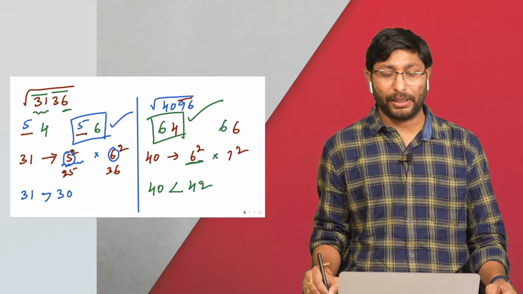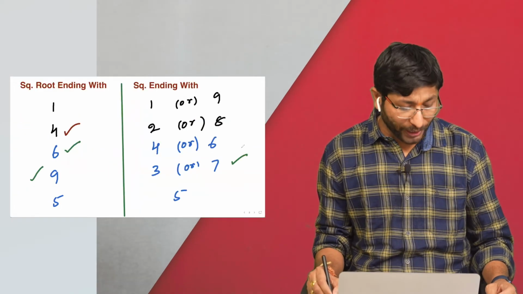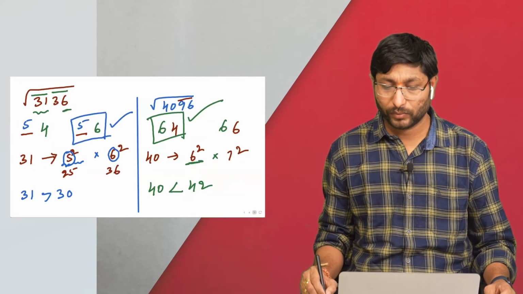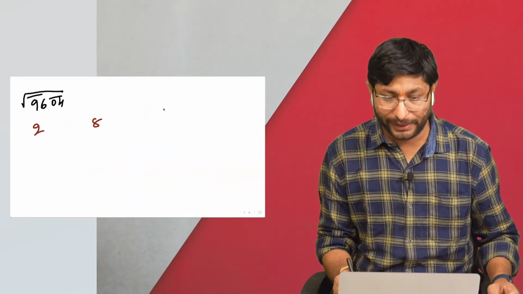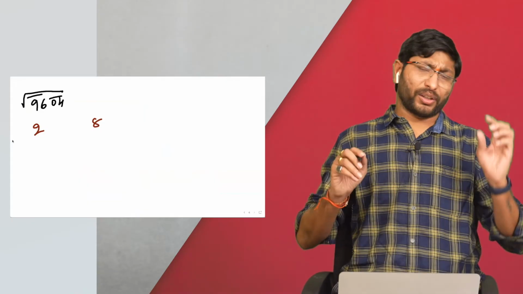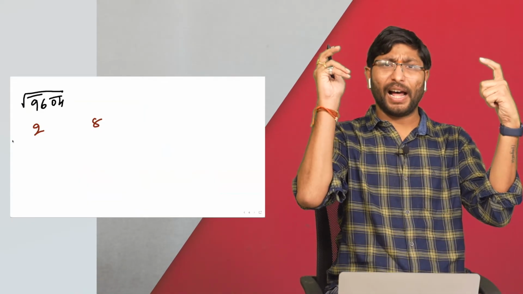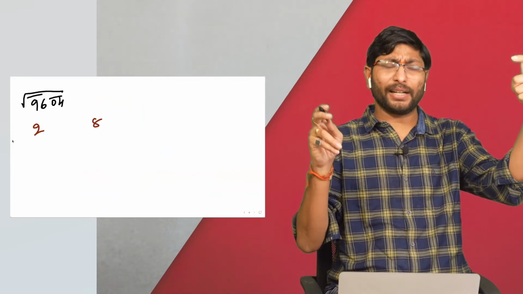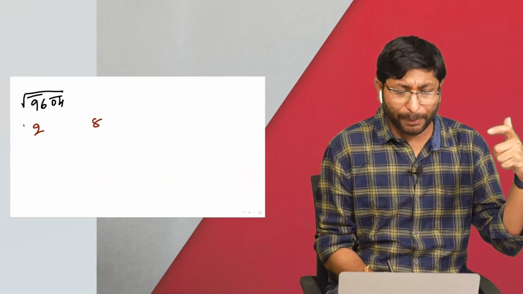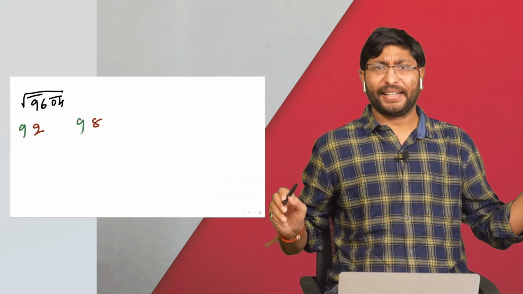96 and 04. If the number is ending with 4, check with the table. If the number is ending with 4, the answer ends with 2 or 8. Okay? Again, everything in the mind. So 96 is the number. 96 comes between 9 square and 10 square. Lowest number is 9. So the answer can be 92 or 98.